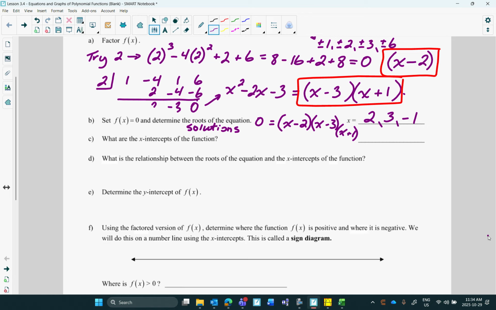Not only is this solving an equation, but it's also finding the x-intercepts, because when you find the x-intercept of any function, don't you always make y equal 0, or f of x equal 0? So what are the x-intercepts of the function? Well, it's the same thing. Remember, we're writing factored form now, not the original polynomial. You just make y or f of x equal 0 and solve. Well, it's the same solutions. These two are the exact same thing.